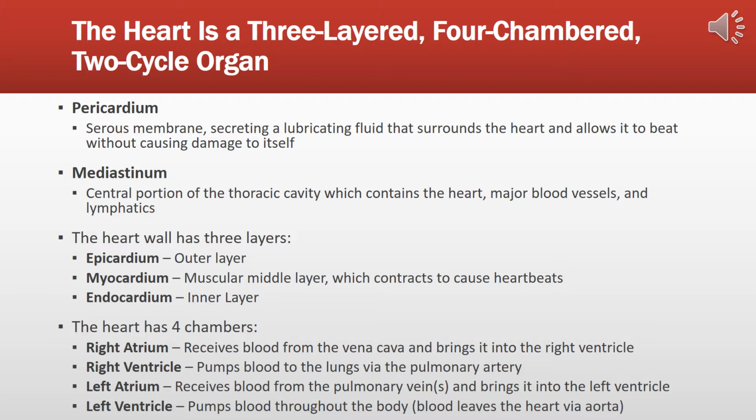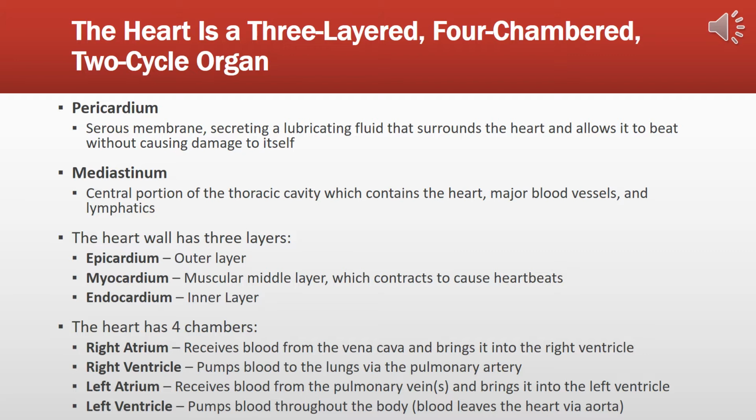The heart has 3 layers, 4 chambers, and is a 2-cycle organ. So the heart is surrounded by a membrane called the pericardium, which secretes a lubricating fluid which surrounds the heart, and this allows the heart to beat without causing damage to itself. The heart is contained within a cavity called the mediastinum, which is part of the thoracic cavity, and this contains the heart, major blood vessels, and the lymphatic vessels of the lymphatic system.